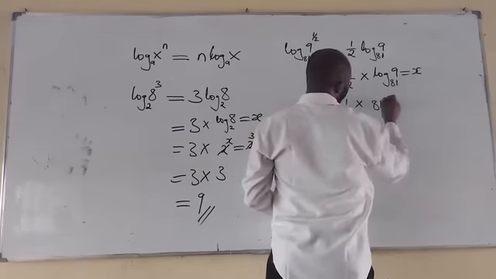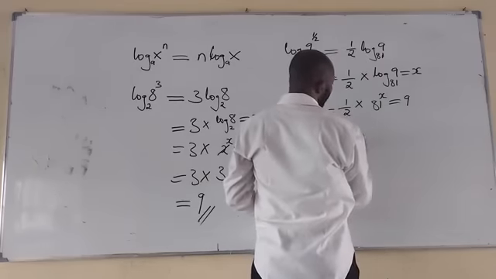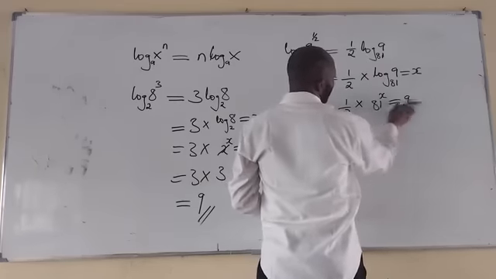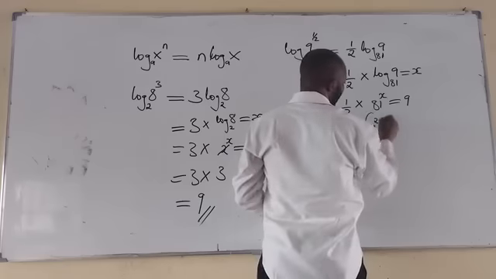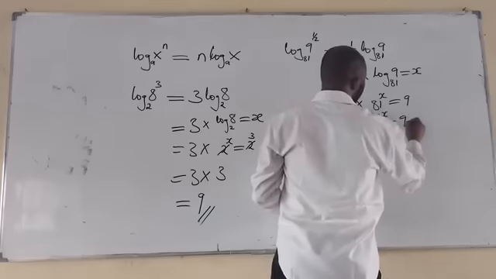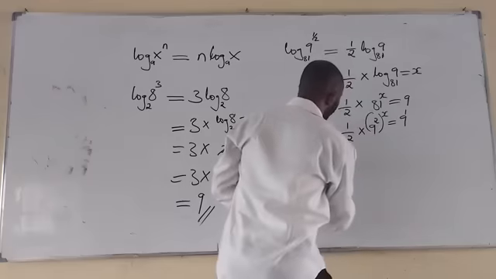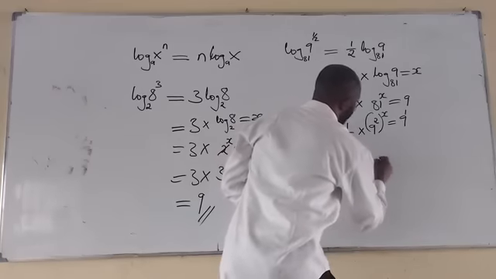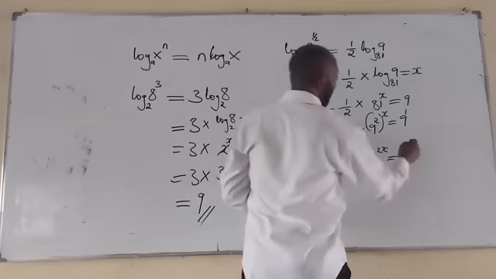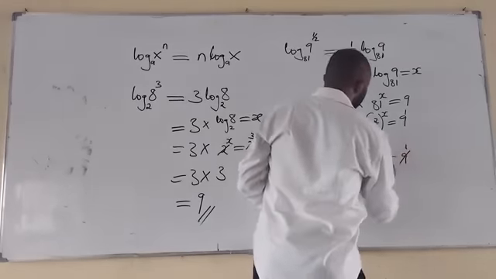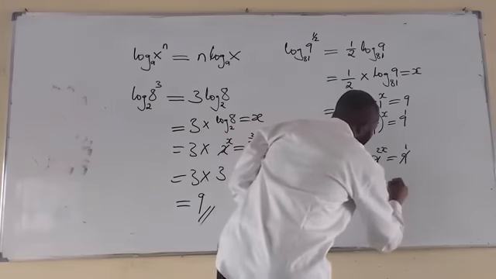This is equal to 1 over 2 times 81 raised to the power of x is equal to 9. I want them to have the same base, so 81 becomes 9 raised to the power 2, raised to the power x, is equal to 9 raised to the power 1. So this is equal to 1 over 2 times 9 raised to the power 2x is equal to 9 raised to the power 1. I cancel out the bases. This is 1 over 2 times 2x is equal to 1.